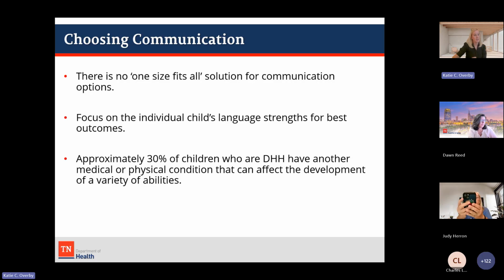And there's no one size fits all. The other thing about choosing communication modes is that you can have that conversation with the team and with the parent, and it can be fluid. It can change. You could start with spoken language and then decide to add in sign language. You could start with sign language and decide to add in spoken language.